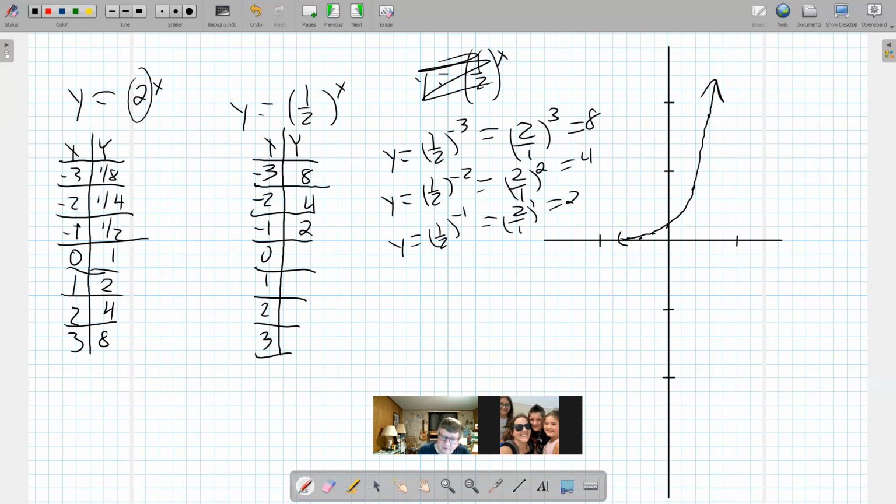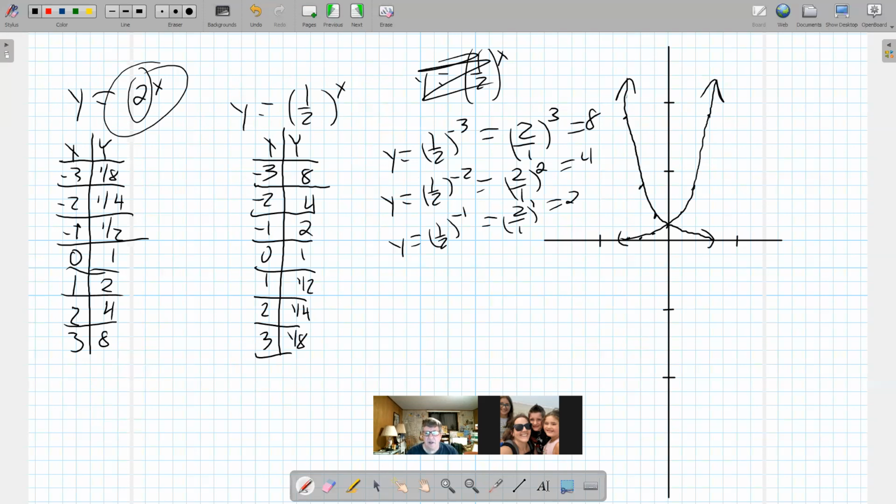What's happening here? It's halving, isn't it? So this would be 1, a half, a fourth, an eighth. And the graph, instead of looking like y equals 2 to the x, where it's increasing, it's going to look like this, roughly, and it's decreasing.